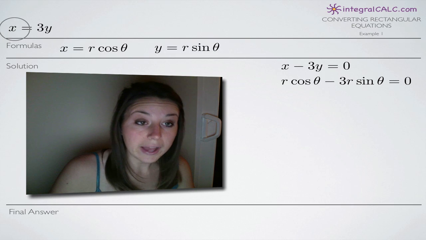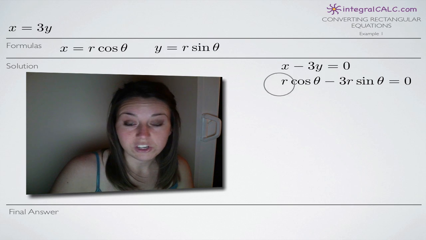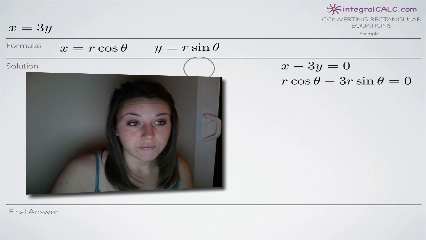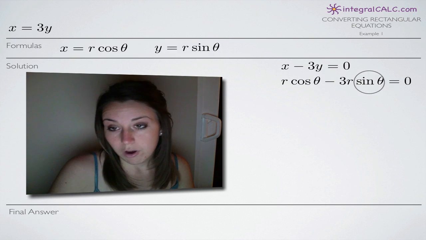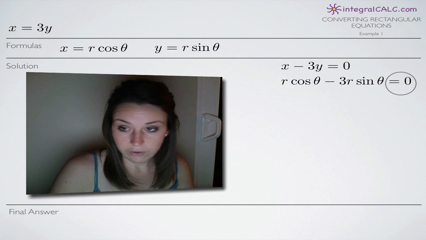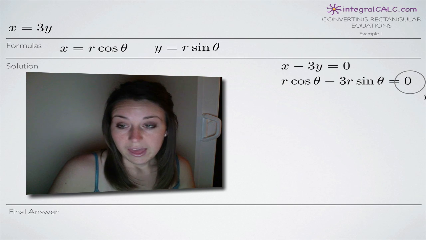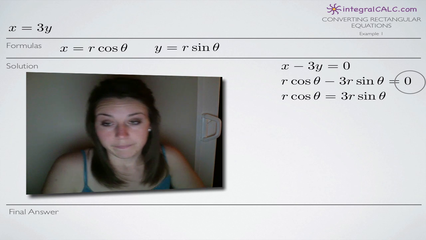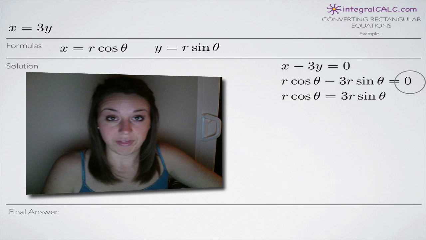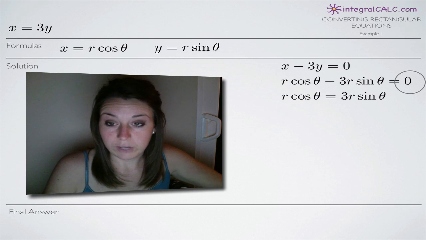So for x, we'll plug in r cosine theta, which you can see we've done here. And then for y, we'll plug in r sine of theta. So we'll end up with minus 3 times r sine of theta, and of course, equal to 0. And again, we're just looking to now simplify this as much as possible in terms of r and theta, and that'll give us our polar equation.